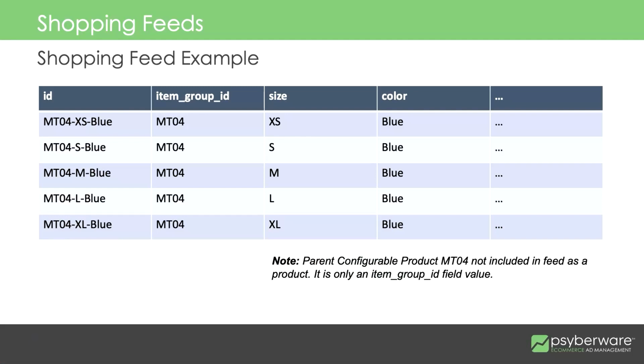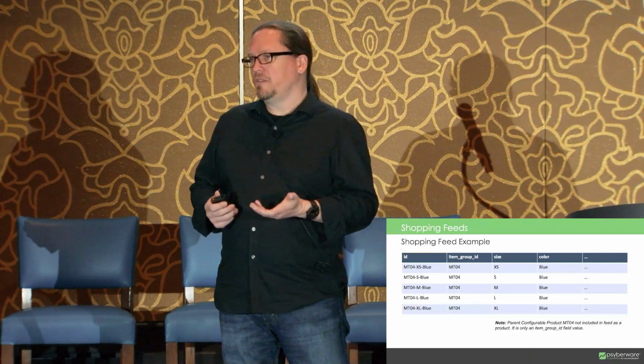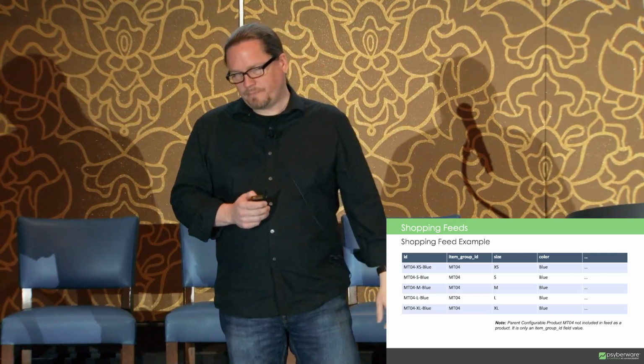So the way to handle this in the feed is to not put the configurable parent, but to put all the child products. And then you tie them all together with this item group ID field. The item group ID field is usually set to the configurable product, the parent product SKU.